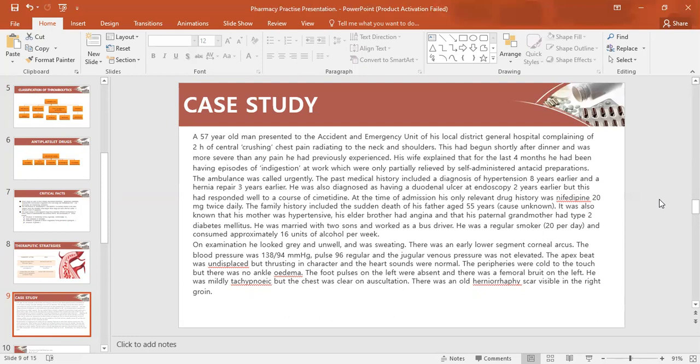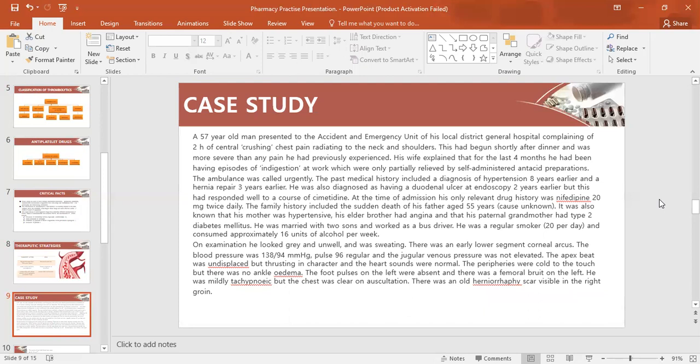The family history included the sudden death of his father, aged 55 years, of unknown cause. It was also known that his mother was hypertensive, his elder brother had angina, and that his paternal grandmother had type 2 diabetes mellitus. He was married with 2 sons and worked as a bus driver. He was a regular smoker, approximately 20 cigarettes per day, and consumed approximately 16 units of alcohol per week.